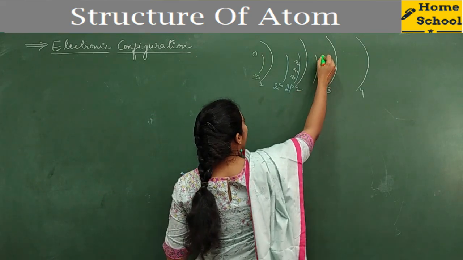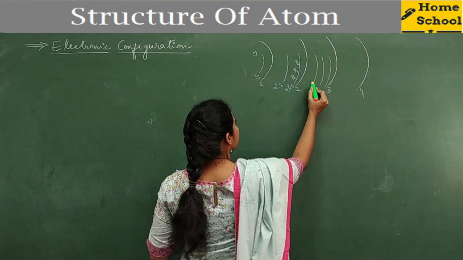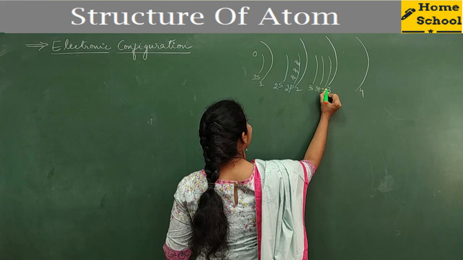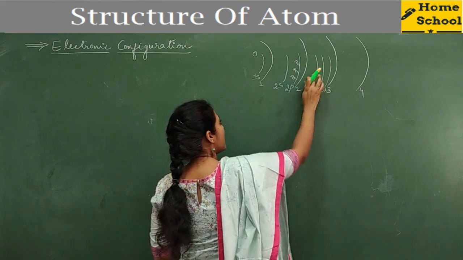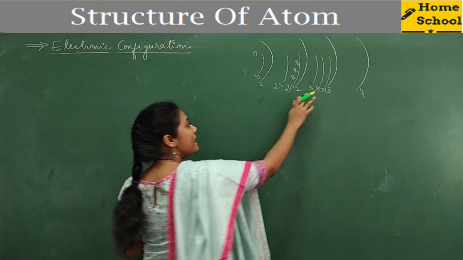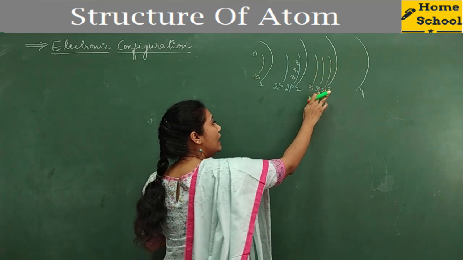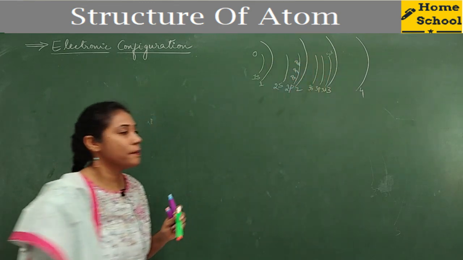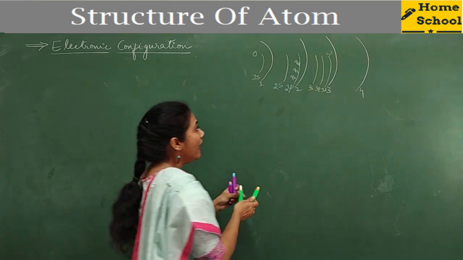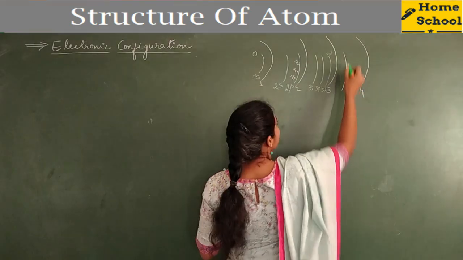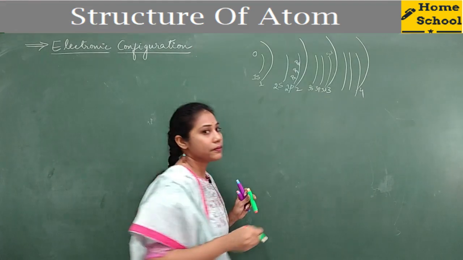And now coming to the third main shell. The third main shell will have three subshells: the 3s subshell, the 3p subshell, and the 3d subshell. The 3s subshell has only one orbital, the 3p subshell has three orbitals, and the 3d subshell has five orbitals.